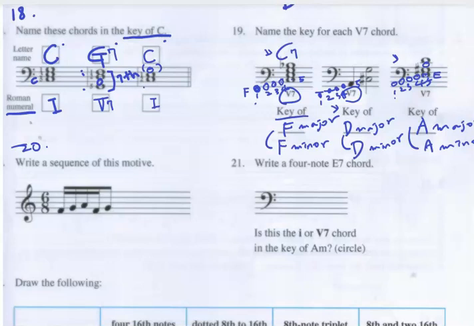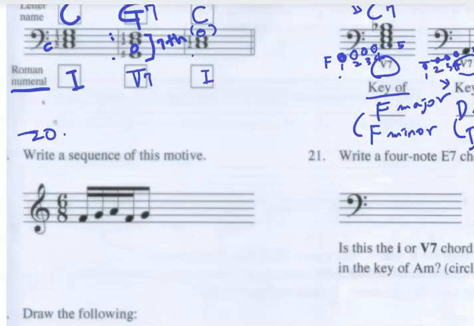We have to make a sequence. So we have to keep the same pattern, but move higher or lower. It doesn't specify which direction we need to go, so I'll just make a lower sequence of this one. Let's figure it out. The first note is F, right? If I want to make a lower sequence, it has to be one step below. You have to step down, not skip down. So F, a step down is E, right?